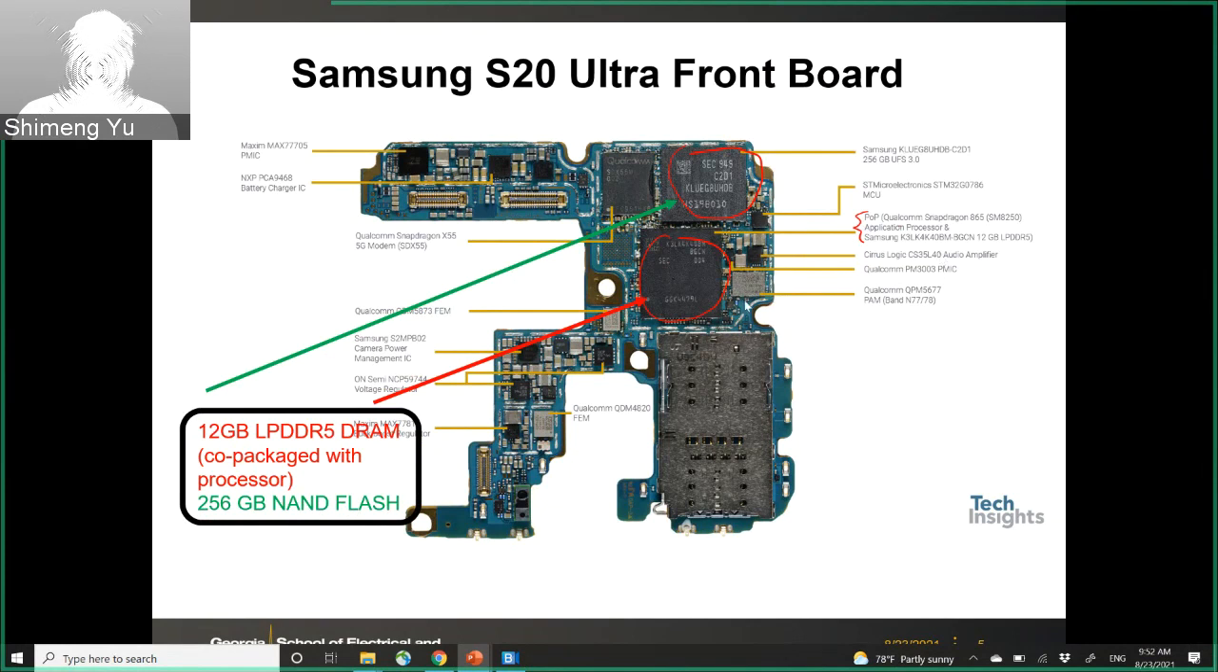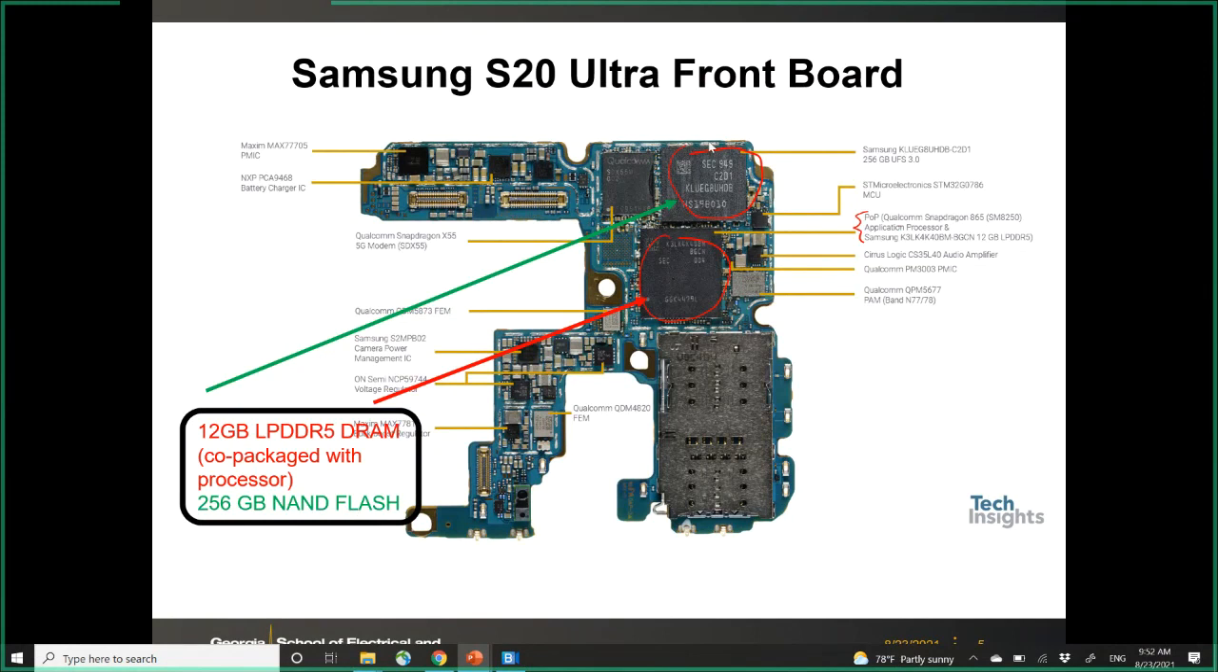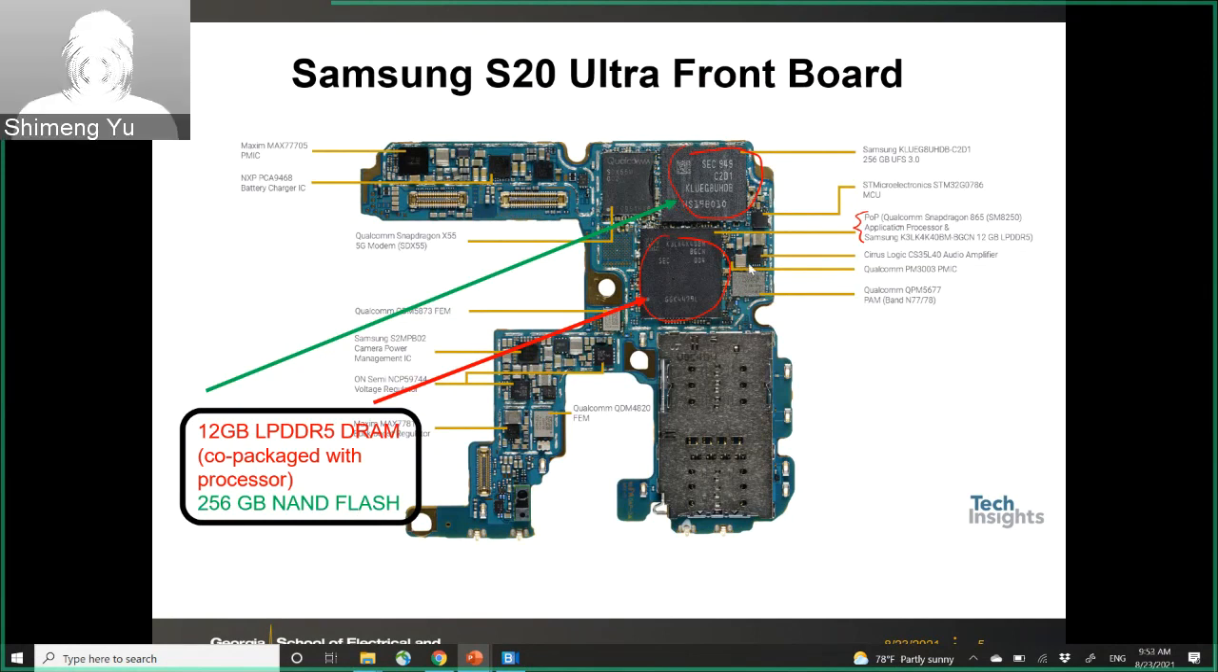In this case, you see that the DRAM is close to the processor, so they are co-packaged. And then you have the NAND here. Of course, you have many other components on the circuit board, for example, the power management, Wi-Fi, LTE, and 5G modules. Those are separate chips on the circuit board.